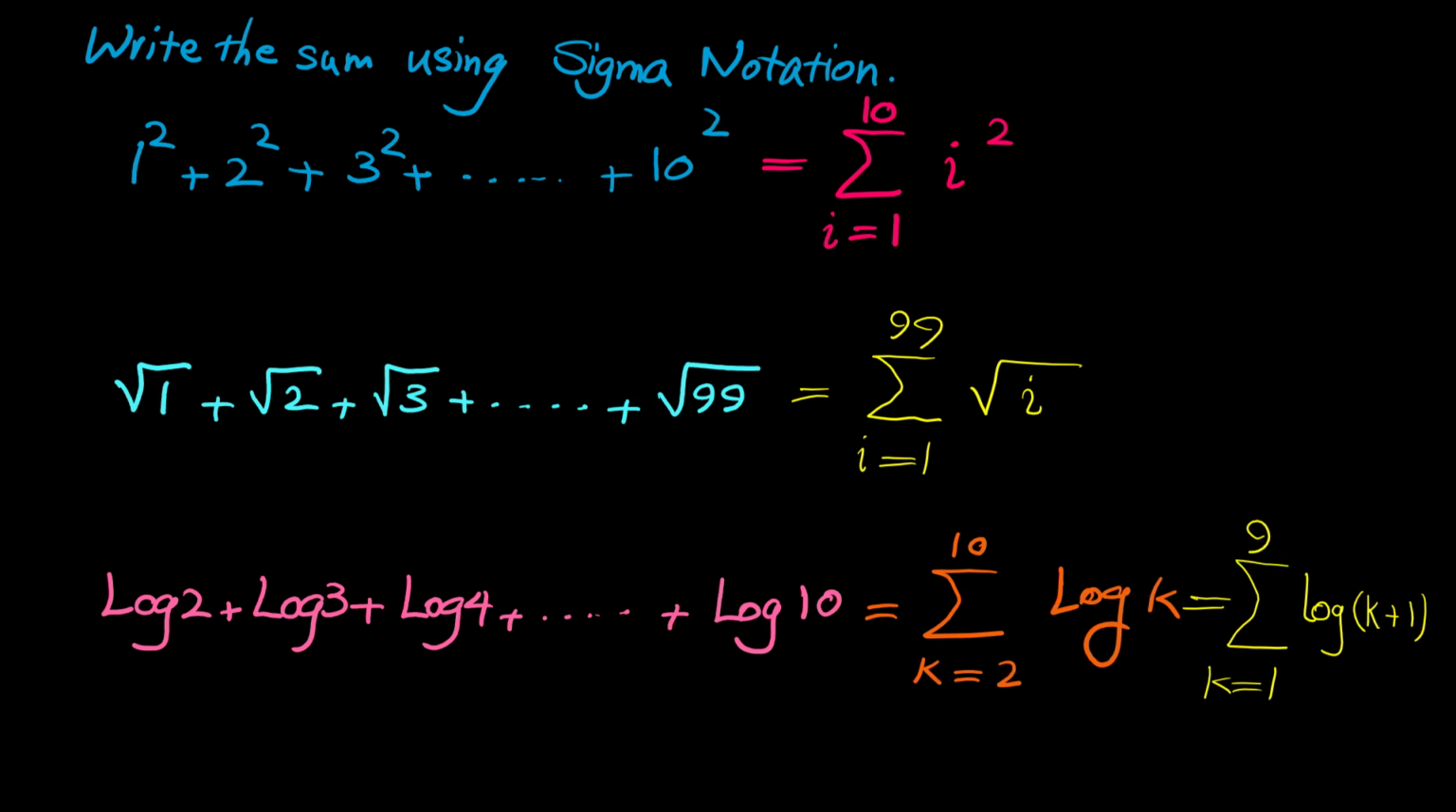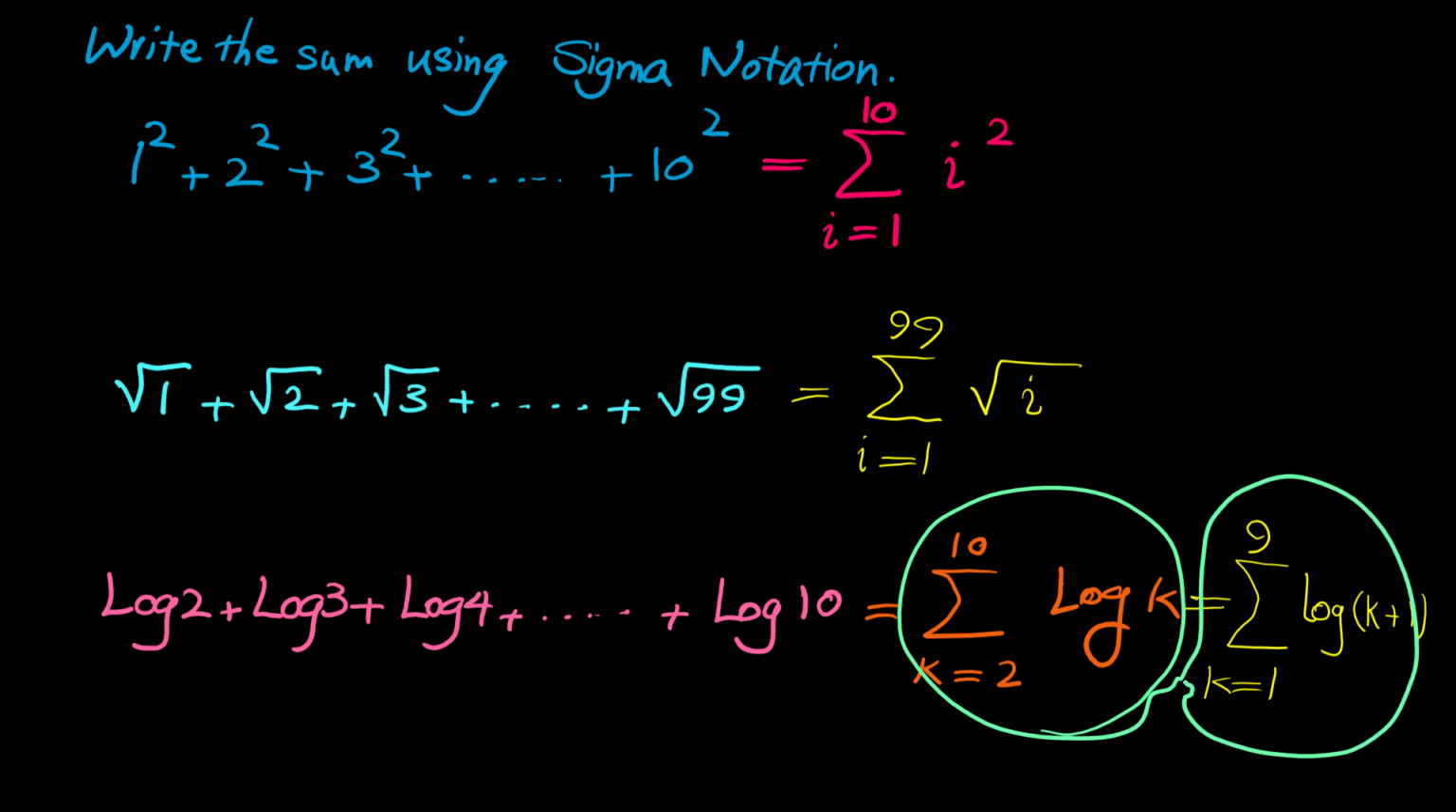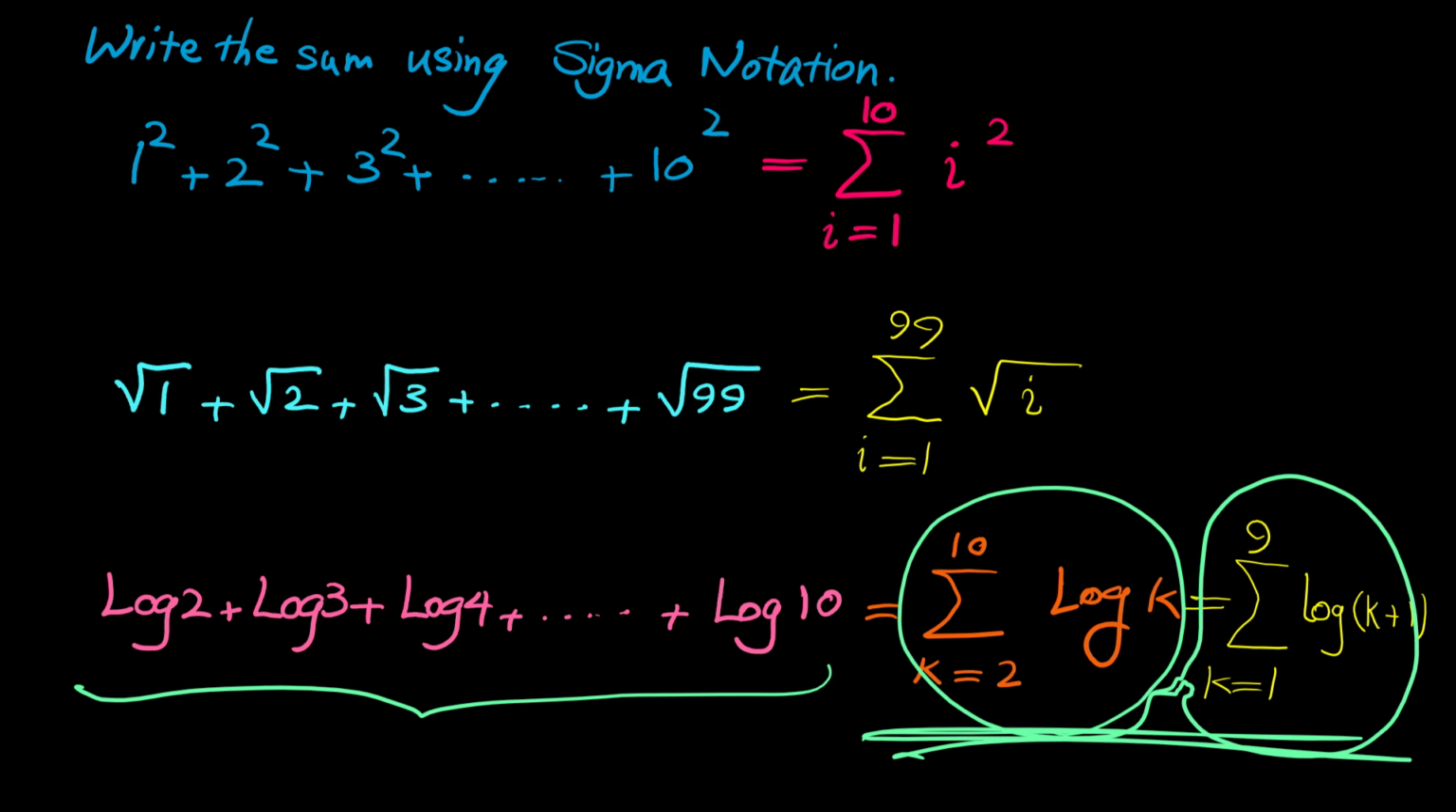As you can see, these are two different formats or ways to show this sum with sigma notation. They look completely different, but they are the same. They show the same sum, but they seem to be different. One of them starts from 1, ends at 9. The other one starts at 2, ends at 10.